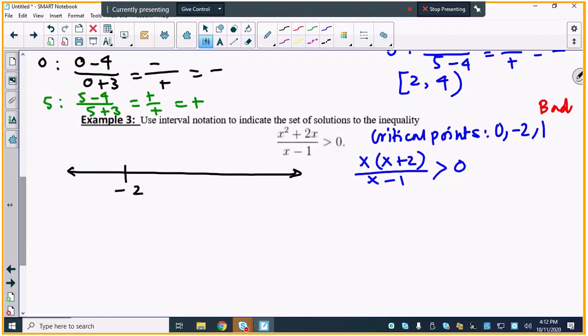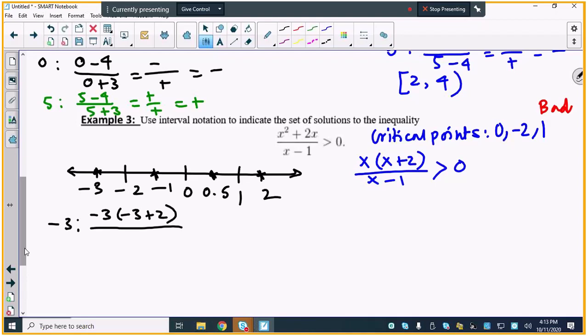Lowest is negative 2, then I have 0, then I have positive 1. Testing points, I can take negative 3, I can take negative 1, I can take maybe 0.5 here, and then 2. What happens at negative 3? I get negative 3 times negative 3 plus 2, and use the factored form. It's easier to find the sign. See, the signs on the top are negative times negative, bottom is negative. So positive over negative, which is negative.